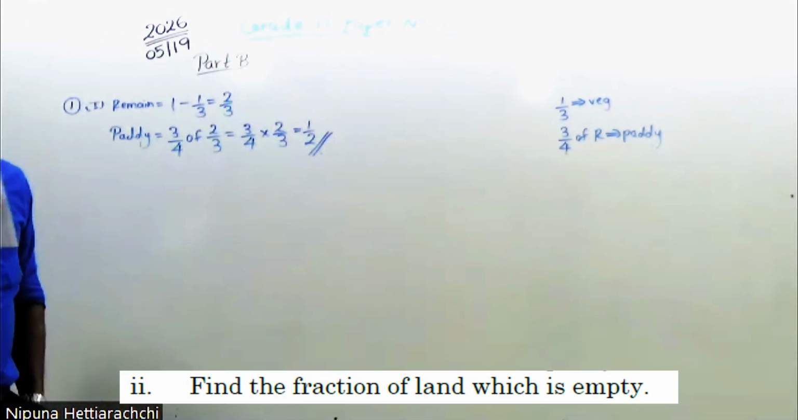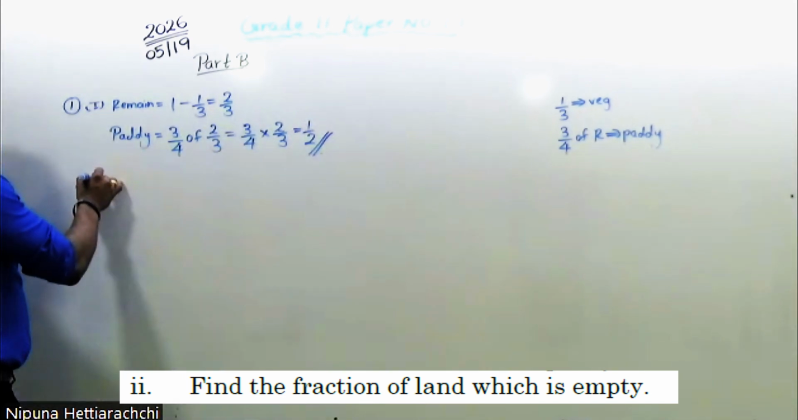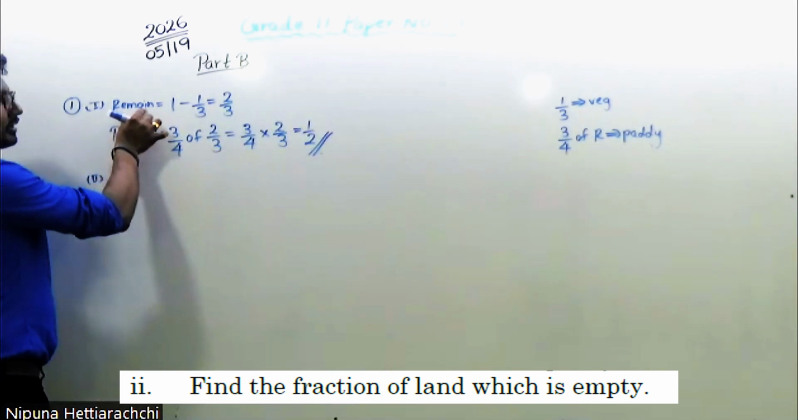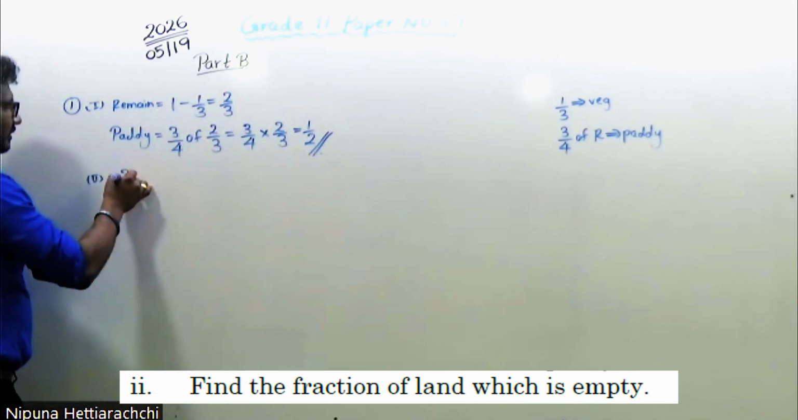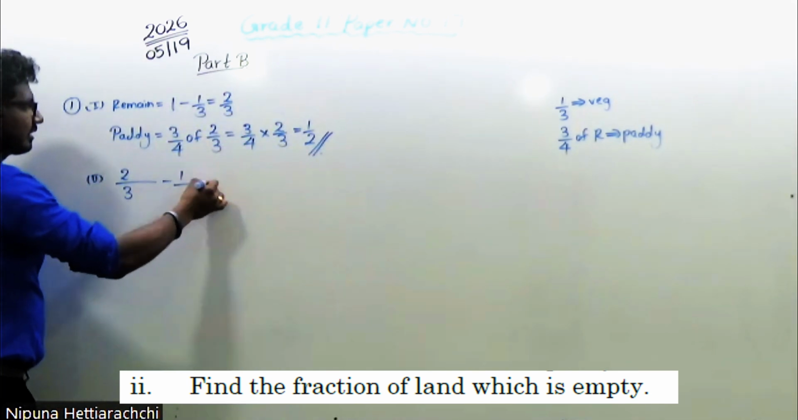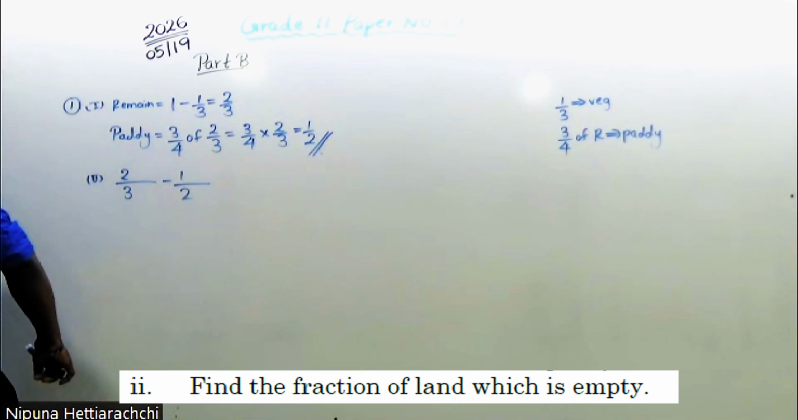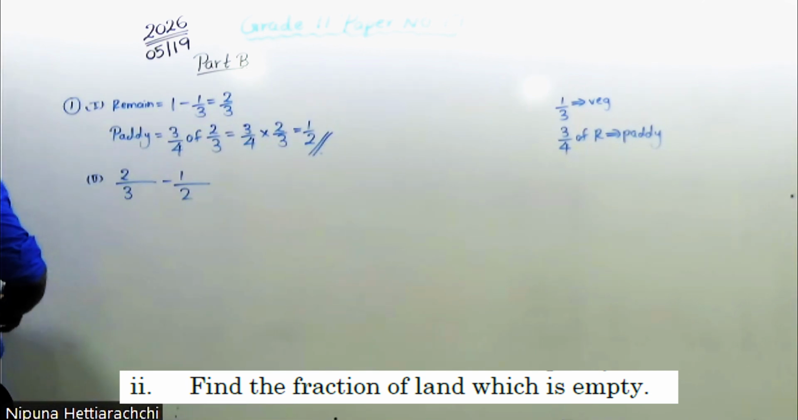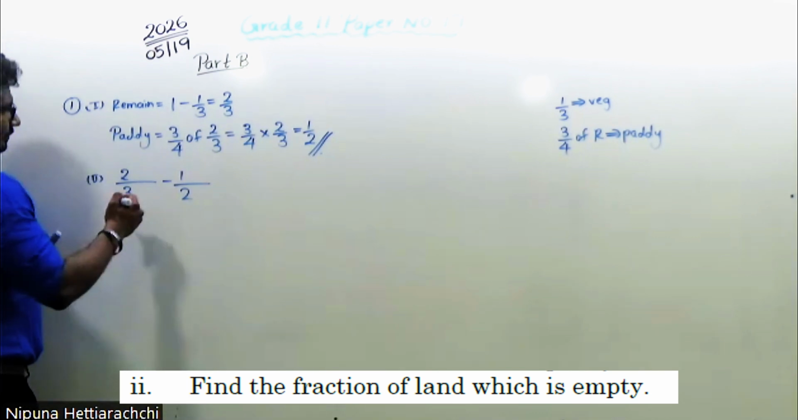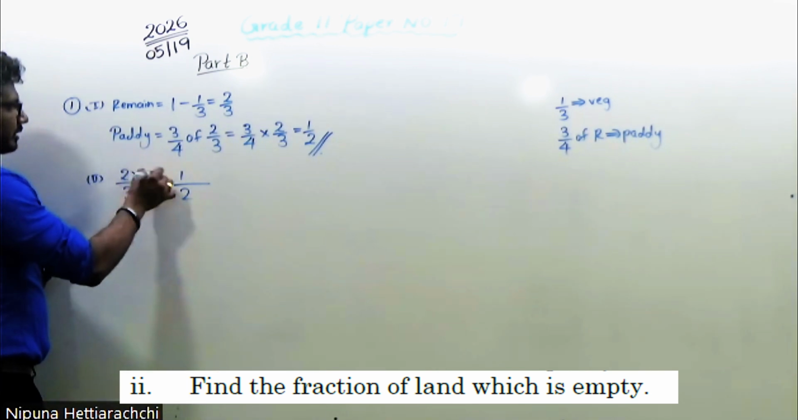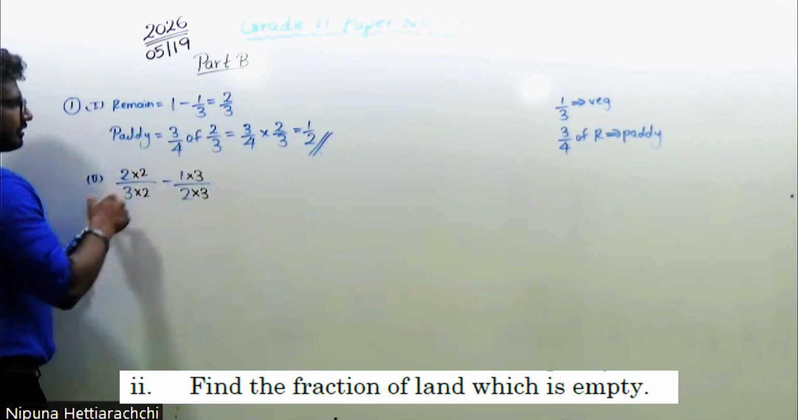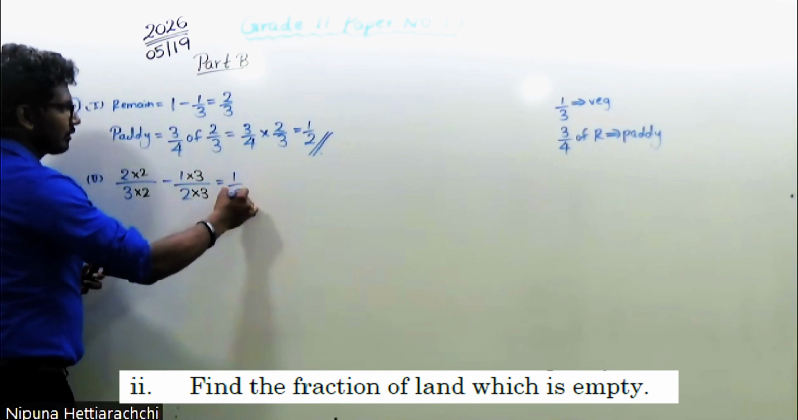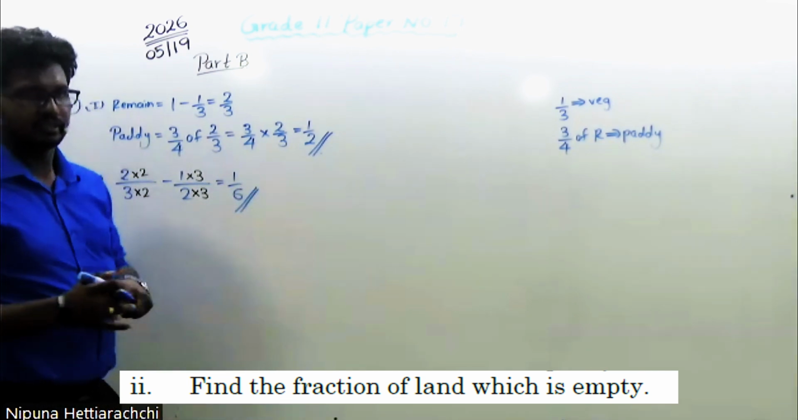Then find the fraction of land which is empty. After the vegetable, 2/3 is remain, another half has been cultivated. Then 2/3 minus half. Denominator should be equal. 3 multiplied by 2, here multiplied by 2, this one is multiplied by 3. 4 minus 3, that becomes 1. 1 out of 6.